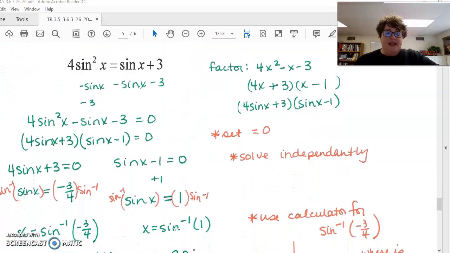Okay, the next one, again, we want to factor. So move everything to one side and set it equal to 0. Let me start again. I get 4 sine squared x minus sine x minus 3 equal to 0. So I need to factor that.